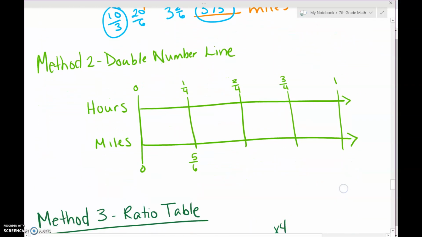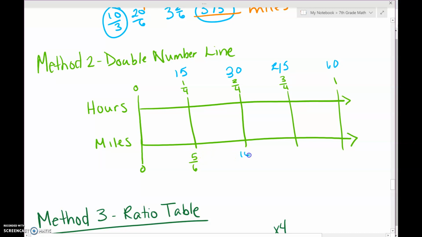Again, remember, we make 2 number lines. One represents our hours. So a quarter of an hour is 15 minutes, 2/4 of an hour is 30, 3/4 of an hour is 45, and 1 hour is 60 minutes. That's just something that's helpful to remember. So now we've got to do our miles.